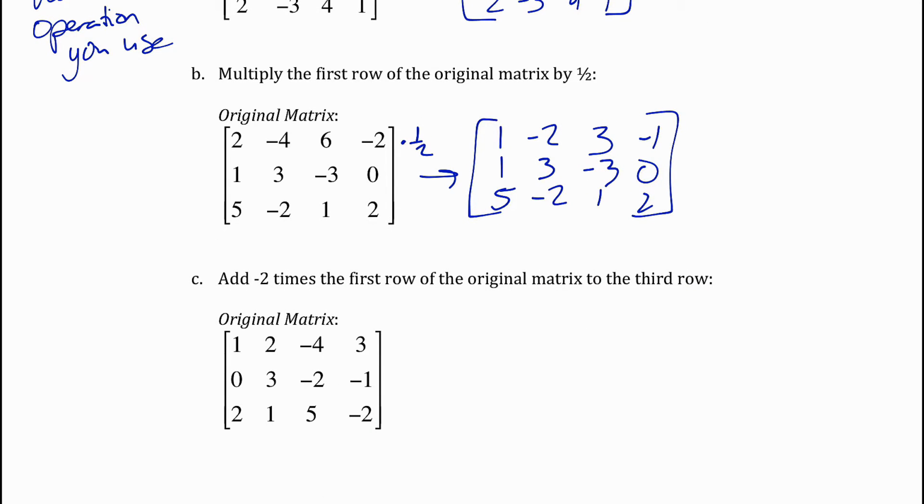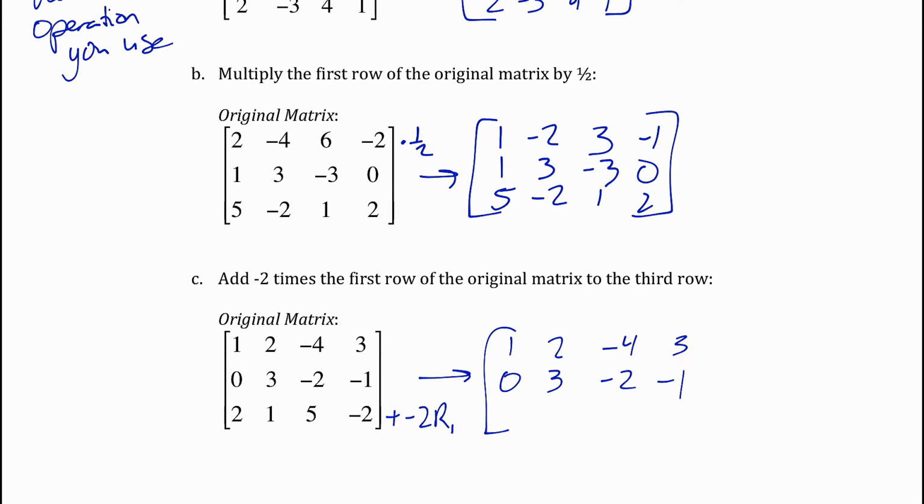The last one, we're going to start combining things. It says add negative 2 times the first row of the original matrix to the third row. So the way I'm going to indicate that is I'm going to say it's plus negative 2 row 1. So we don't need to write quite as much as what we did back in Unit 7, but we're just going to use this shortcut method. So first row, still 1, negative 2... 1, 2, negative 4, and 3. Second row, still 0, 3, negative 2, negative 1.